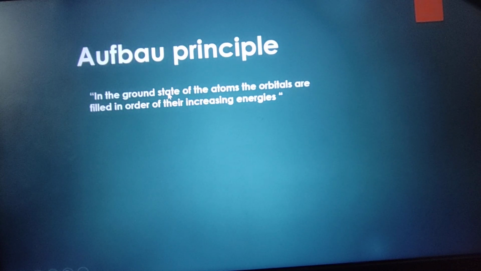We will be discussing in further classes what is meant by ground state, what is meant by excited state and all. Excited state means when we provide an energy, electrons get excited and move into higher energy orbital, and that state is referred to as an excited state. But when the atom is in neutral state, it is referred to as ground state. In this ground state, the orbitals are filled in the order of their increasing energies. Means first lower energy orbitals are filled and then the higher energy orbitals are filled.